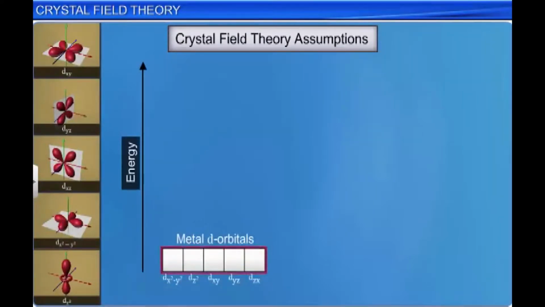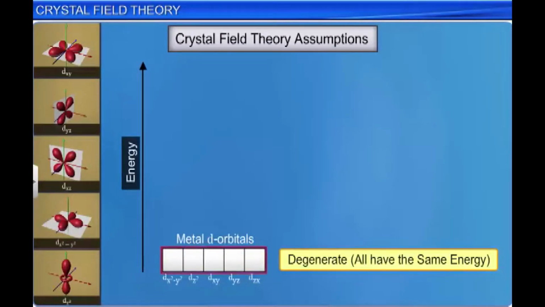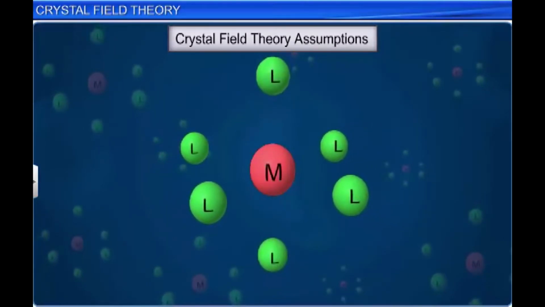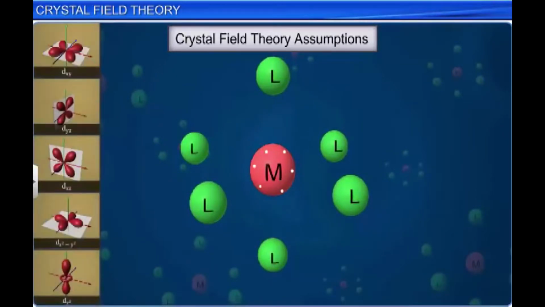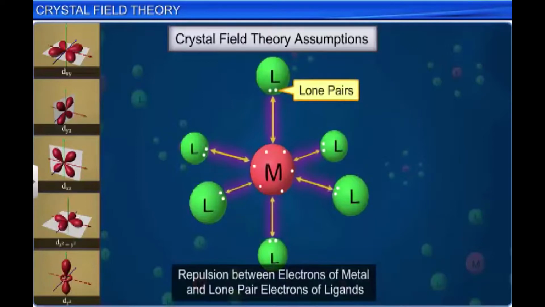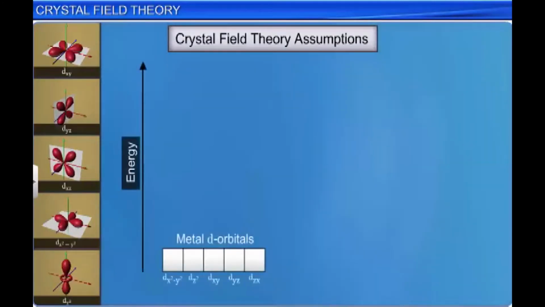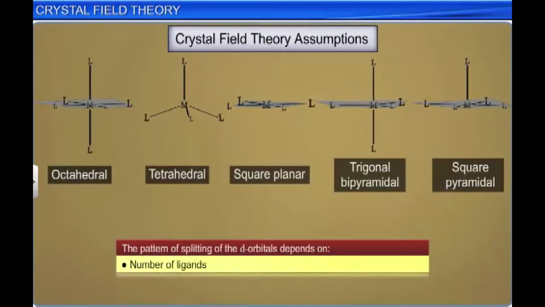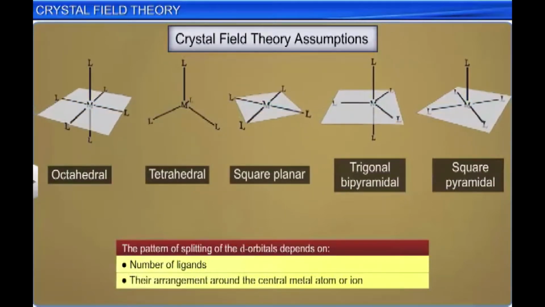The 5d orbitals in an isolated gaseous metal atom or ion are degenerate, that is, they all have the same energy. However, when the ligands approach the metal ion to form a complex, the electrons in the d orbitals of the metal will be repelled by the negative charge or lone pair of electrons on the ligands due to the repulsion between like charges. As a result, the energy of the d orbitals increases and the degeneracy of the d orbitals is lifted. It results in the splitting of d orbitals. The pattern of splitting of d orbitals depends on the number of ligands and their arrangement around the central metal atom or ion.